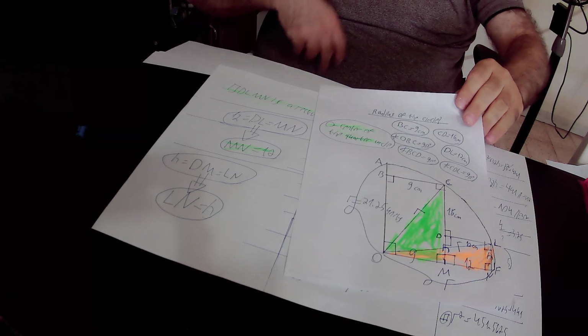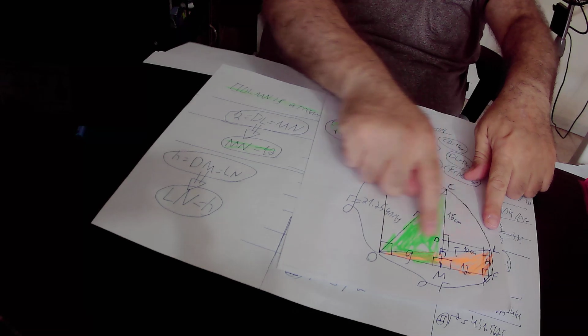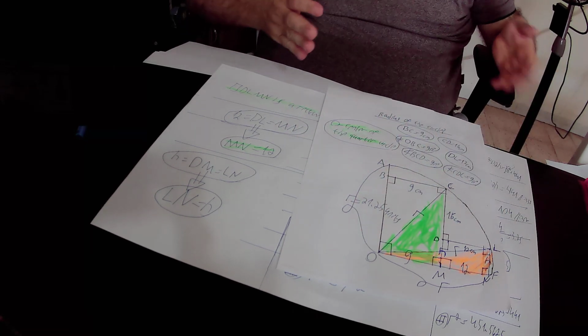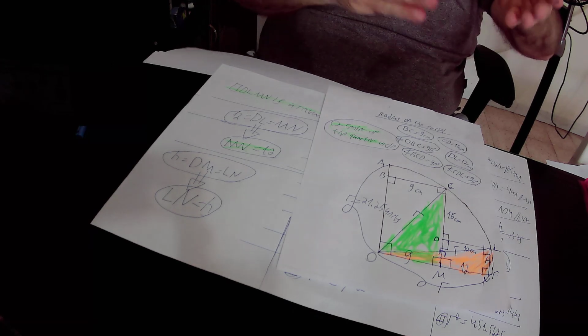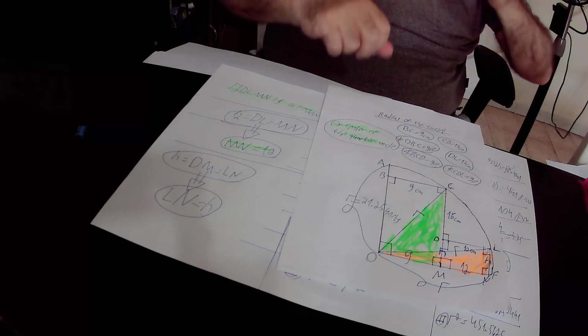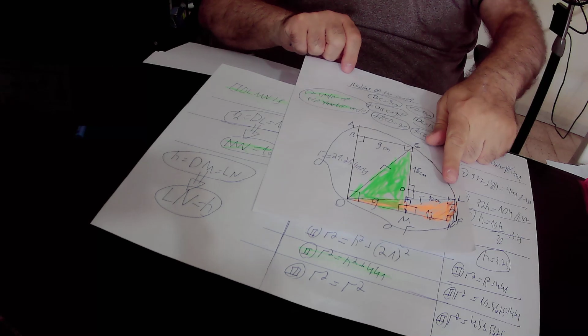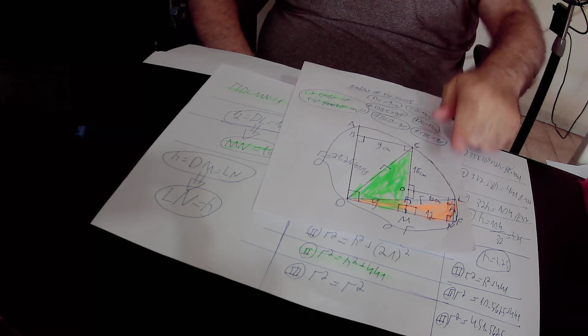Then we join points O and M together by a straight line. Point O is the center of the quarter circle. Point L is the point of the quarter circle itself. Therefore, OL is the radius of the quarter circle, that is equal to R. Then we implemented the Pythagoras theorem on the right orange triangle, triangle OLN.